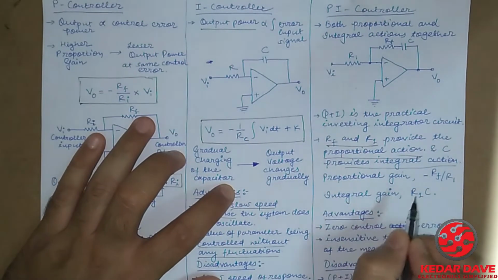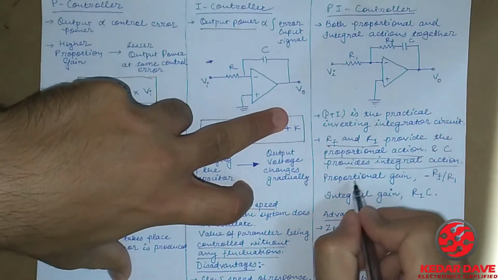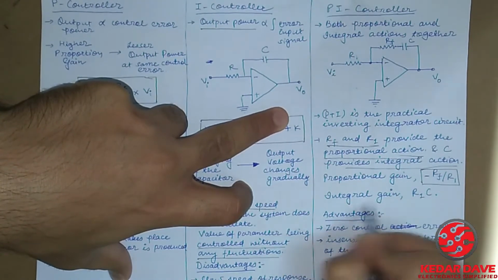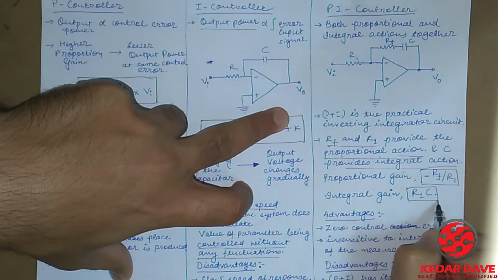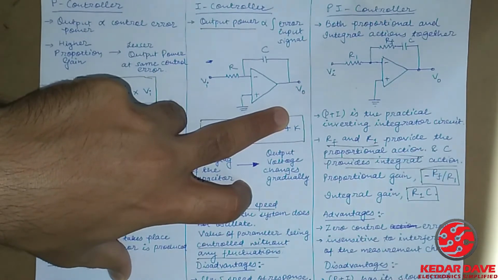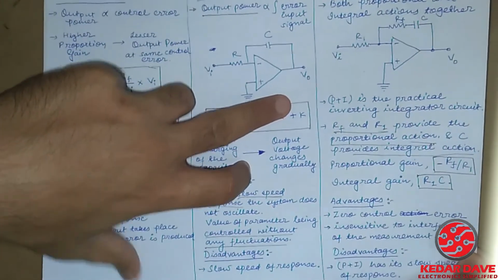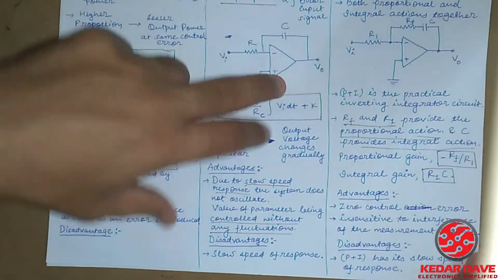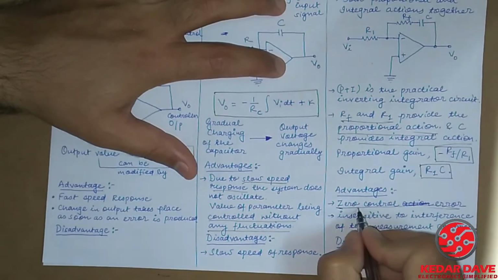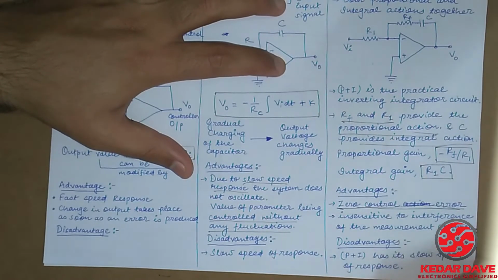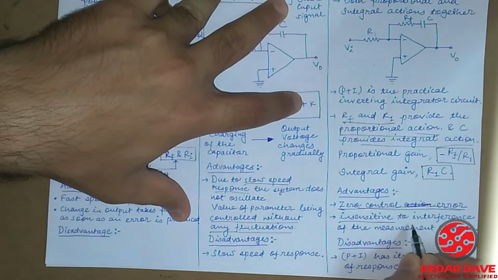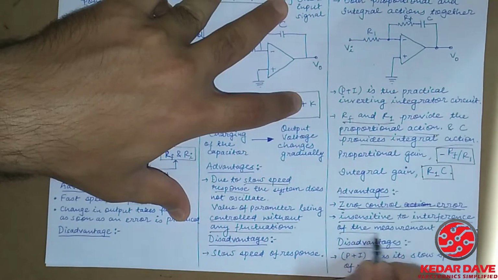If you want to note the proportional gain, it can be described as minus RF by R1, and the integral gain can be described as R1 into C. So let's check the advantages of this PI controller. The first advantage of this PI controller is zero control error. It generates zero control error, so it is a beneficial thing. It is also insensitive to interference of the measurement channel.